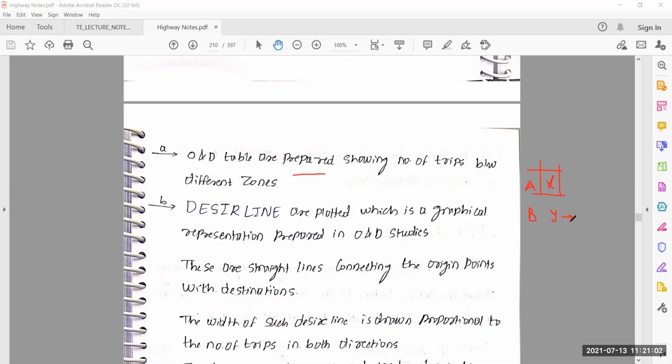Next is our desired line. As I already said, desired lines are plotted, which is a graphical representation in the O&D study. Keep this point in mind, because in many examinations they ask what a desired line is and where we use desired lines. Desired lines are generally plotted during the O&D study, that means the origin and destination study. Desired line is a graphical representation of our origin and destination study. A desired line is a straight line connecting the origin point with the destination.